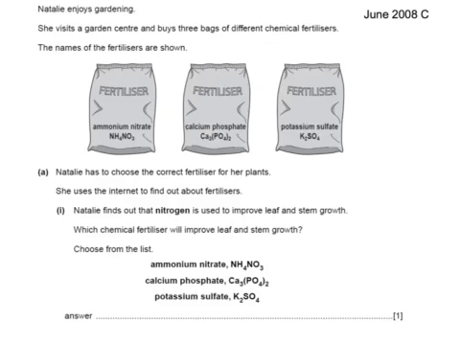Natalie enjoys gardening. She visits a garden centre and buys 3 bags of different chemical fertilisers. The names are shown there. She's got to choose the correct fertiliser for her plants, and she uses the internet to find out about them. She finds out that nitrogen is used to improve leaf and stem growth. So which fertiliser will improve the leaf and stem growth? Will it be which one of these?